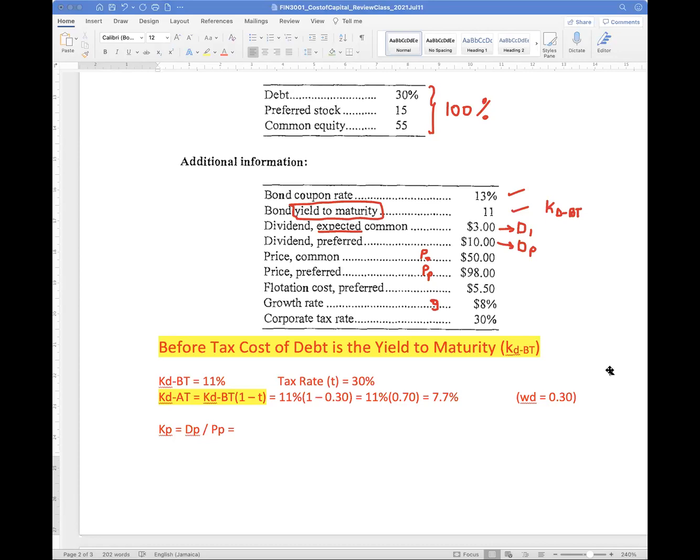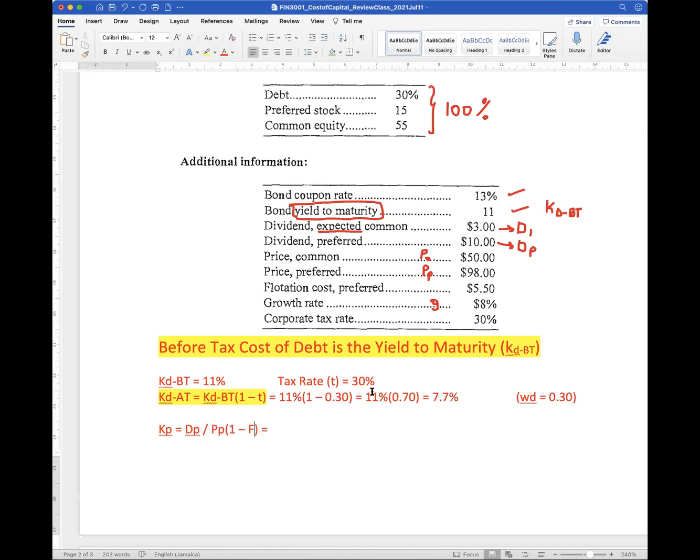I sent out a sheet in the WhatsApp group earlier today with all of these formulas. One of them said it can be this if there's no flotation cost. But if you notice, you should see on that same sheet a formula looking like this. But in this formula, F represents the percentage cost.